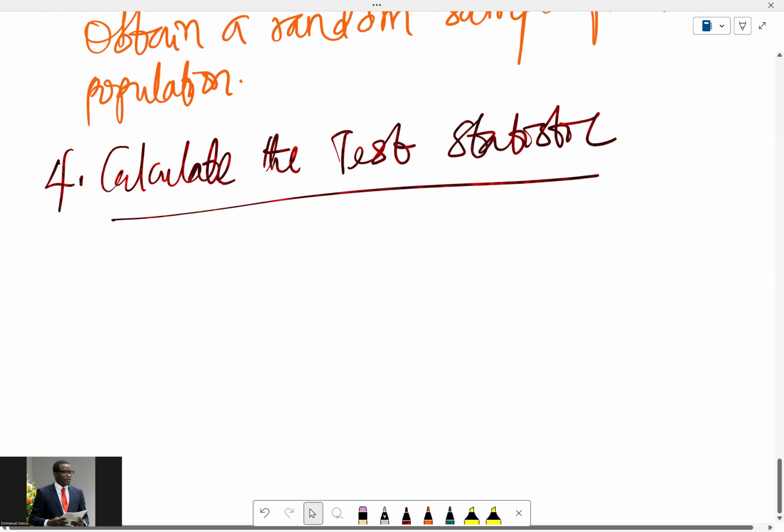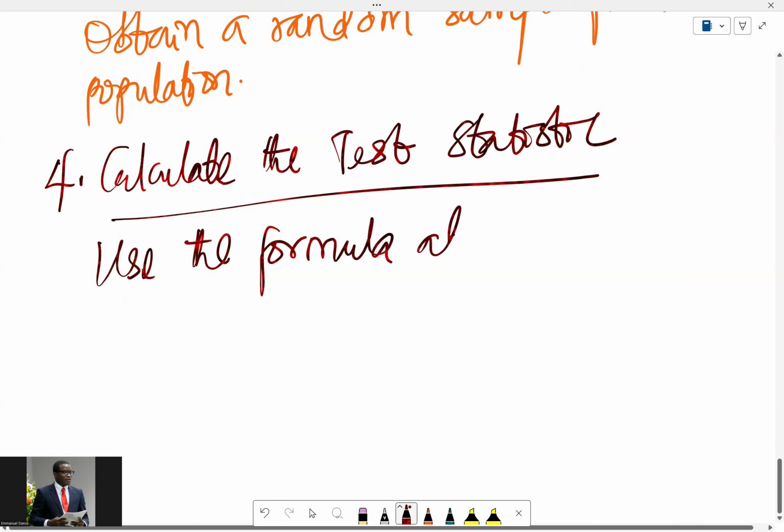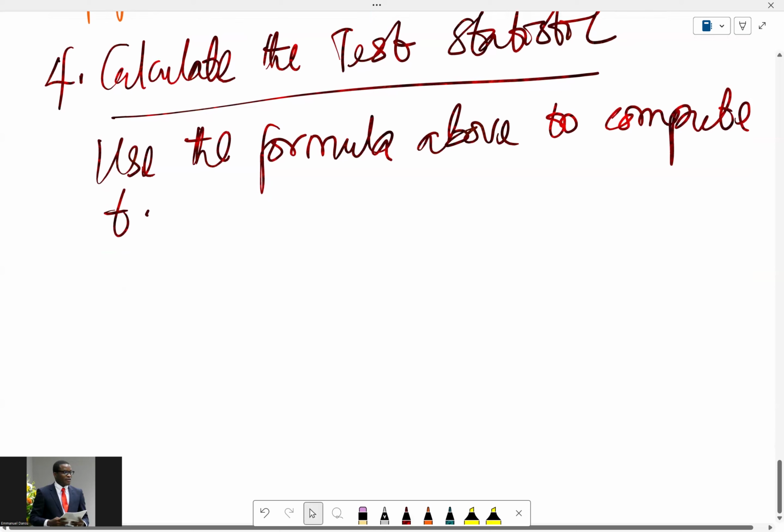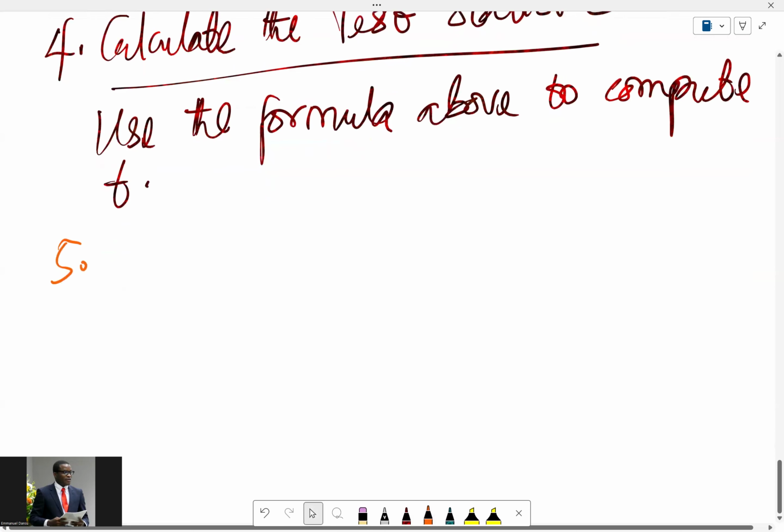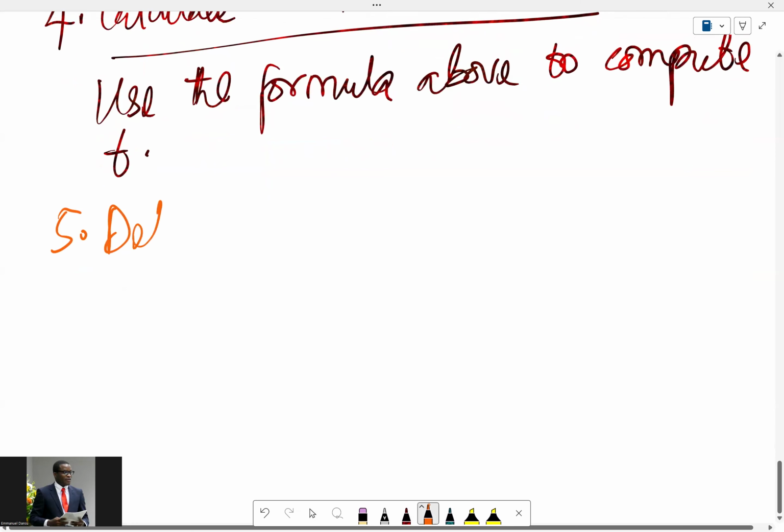Okay. So here you use the formula above to compute the t. Okay. Then you have number 5. You want to determine the critical value. That's what you get from the table.